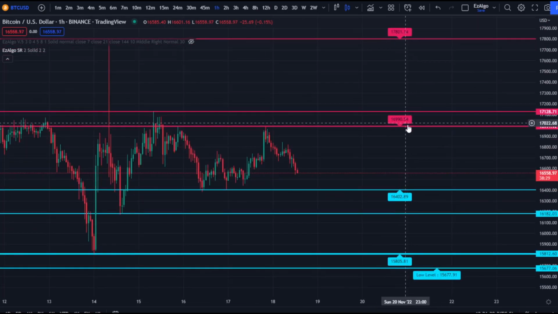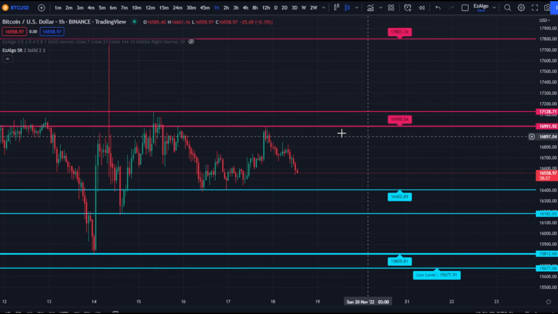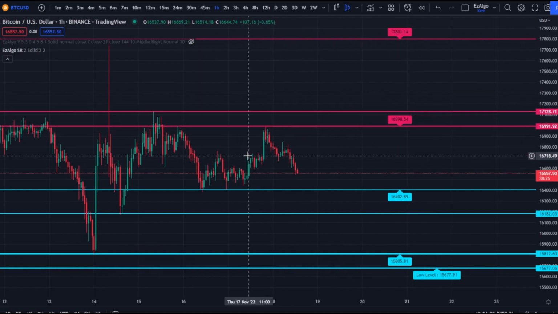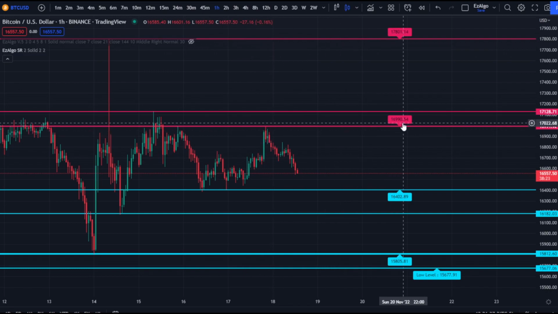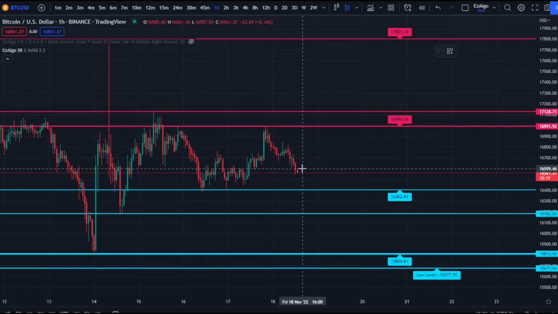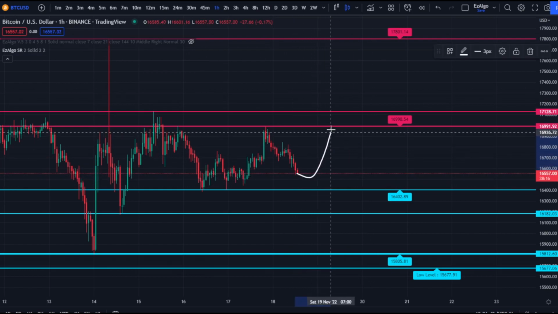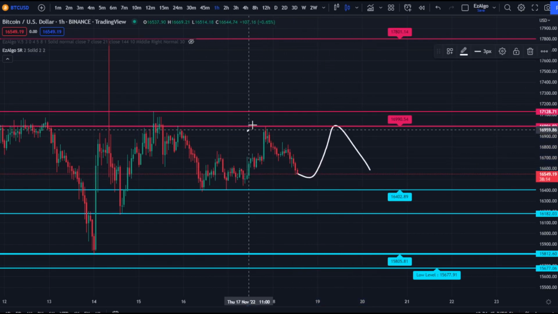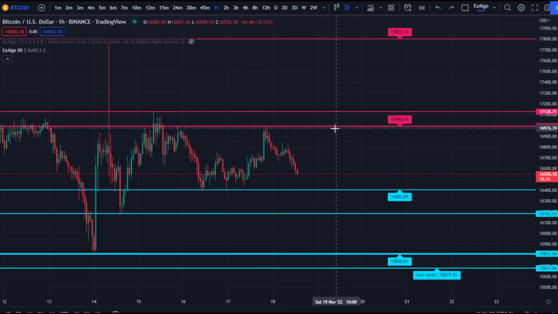This level here is 16,990. We had drawn a manual level right here as well. So now we have 2 pieces of confluence, right? We have an EzAlgo resistance level as well as a level that we've manually drawn in, right? That gives me a ton of confluence. If we're going to come up here, I'm looking for a short, and it'll also be a nice double top formation. So that is a trade that I'd like to take, a short position, right there at that level, right?